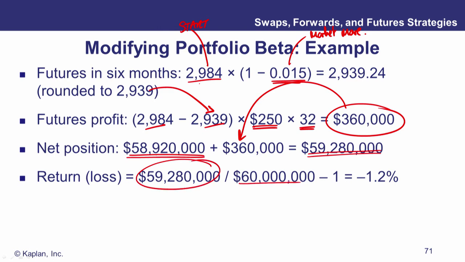59,280 relative to the 60 million that you started with, minus 1, is a loss of 1.2%. And that does mean that the hedge has been effective, right? Because that 1.2%, don't forget the market fell by 1.5%. What was your target beta? 0.8, wasn't it? Guess what? 0.8 times 1.5 is the 1.2% fall that you have actually observed. So this hedge, this change in exposure, has been effective in this scenario.